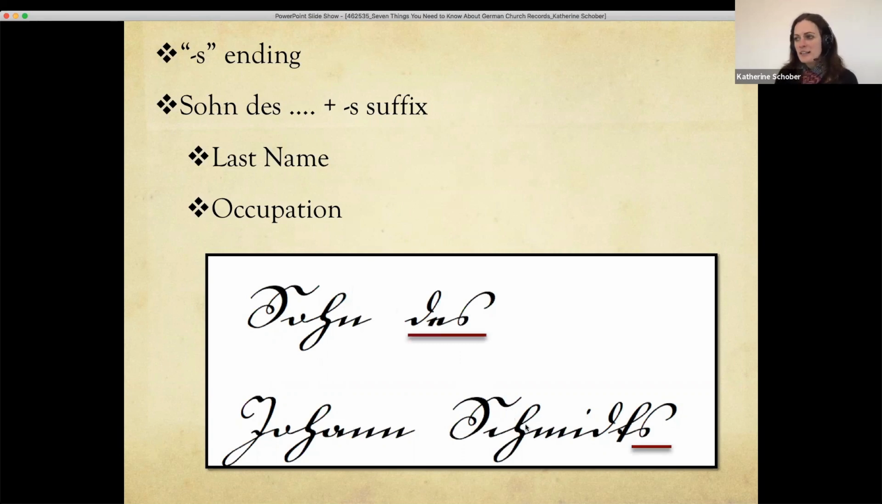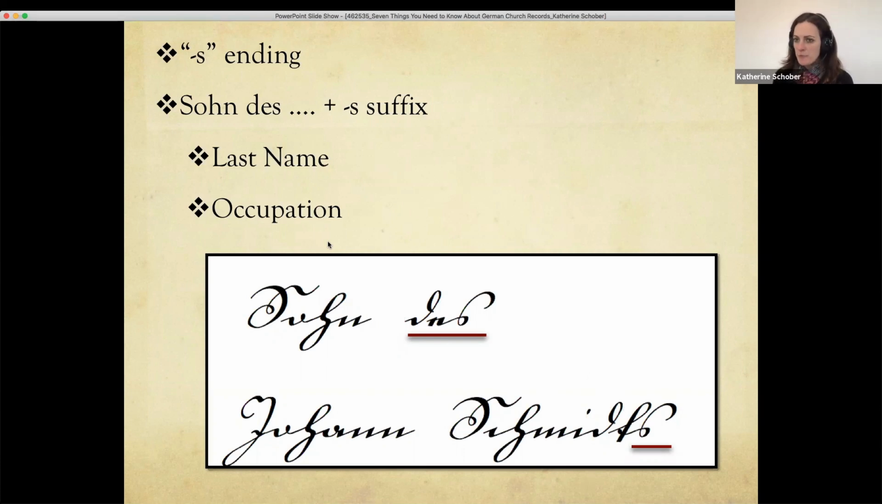But look, this word Schmitz ends in an S. That's the end S right here. So that S has nothing to do with the last name. It's just a grammatical marker, just like our IN before, that it comes because of the des. So des requires that an S either gets attached to the last name, like here, or to the occupation.